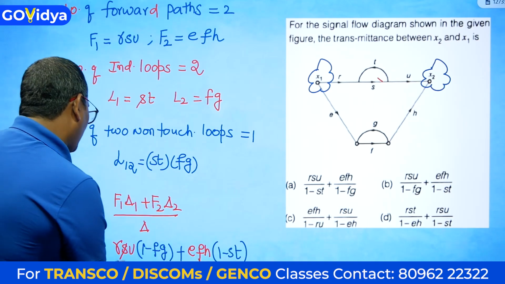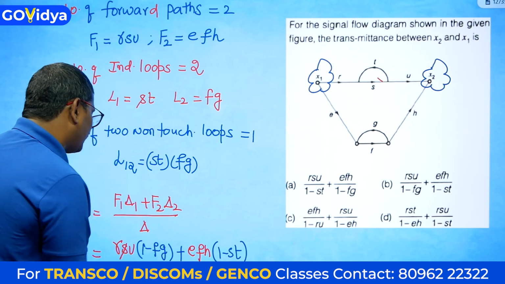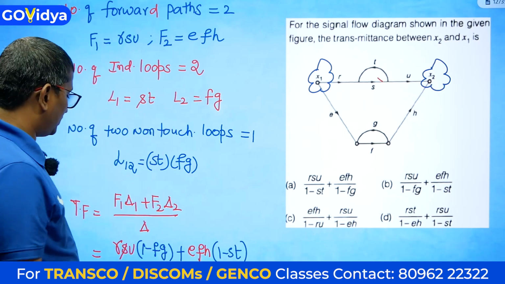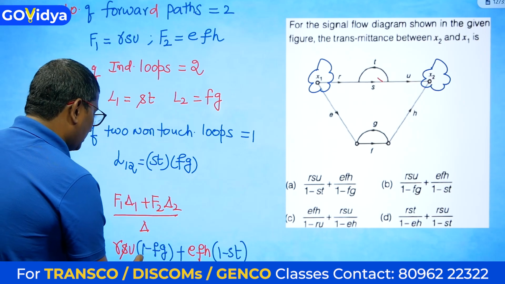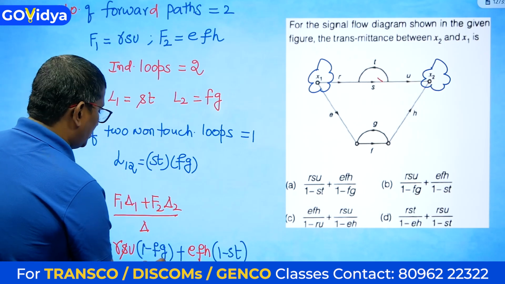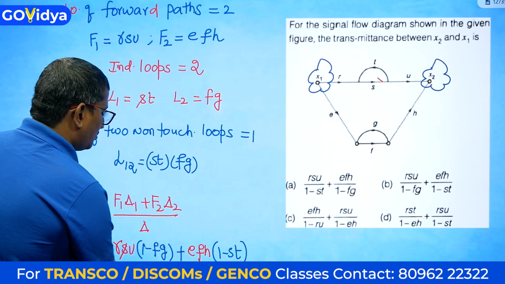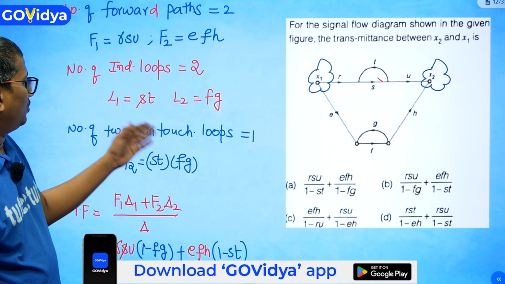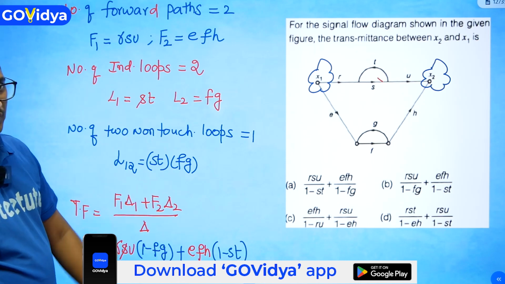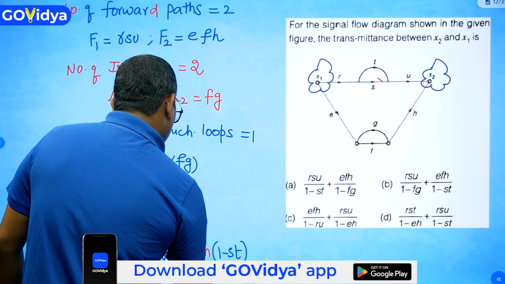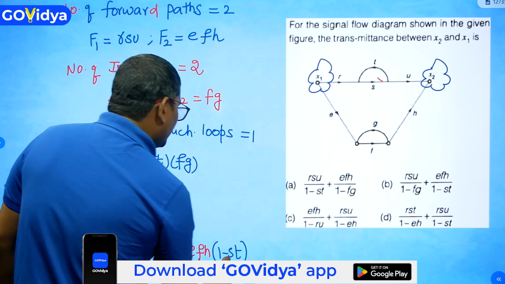Now what else is left? 1 minus, how many individual loop gains are there? There are two loop gains. 1 minus ST minus FG plus, what? The two non-touching loops, ST into FG, right? ST into FG.